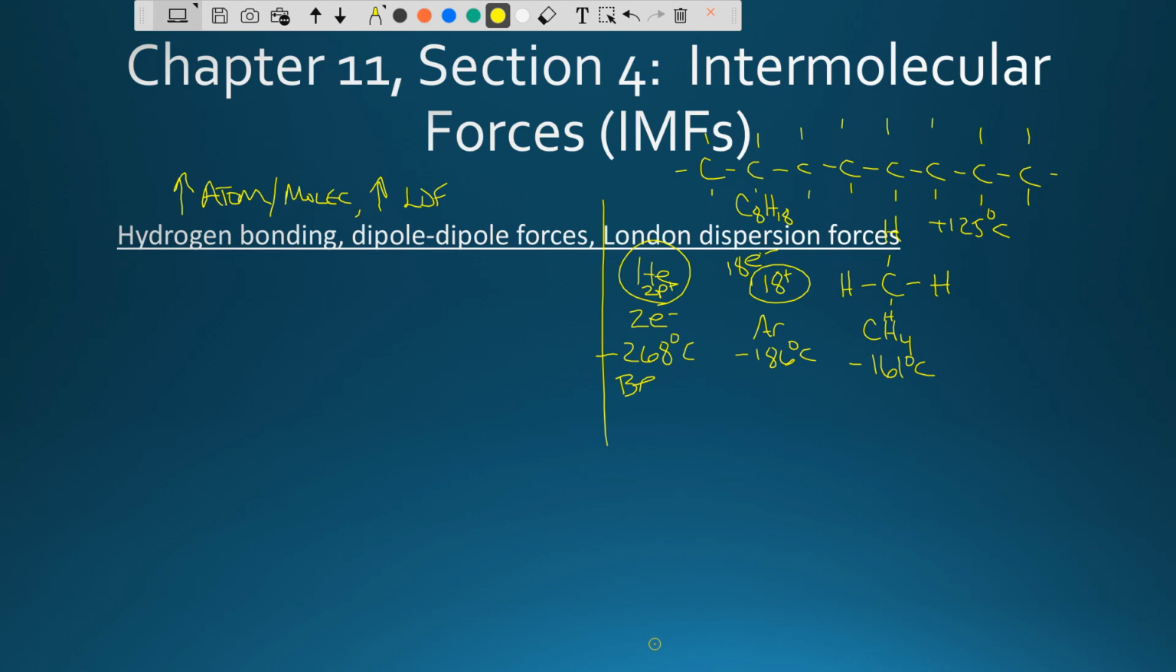Now let's take a look at my dipole-dipole. This is the time when we get unequal sharing of electrons. The example being water, and so it is permanently in this state. And yes, there's going to be London dispersion forces that are applying here. They happen with every single molecule and atom.